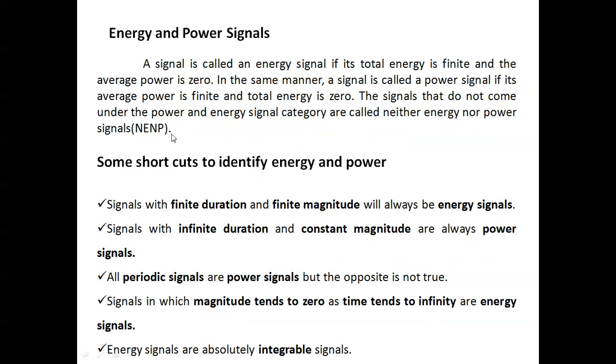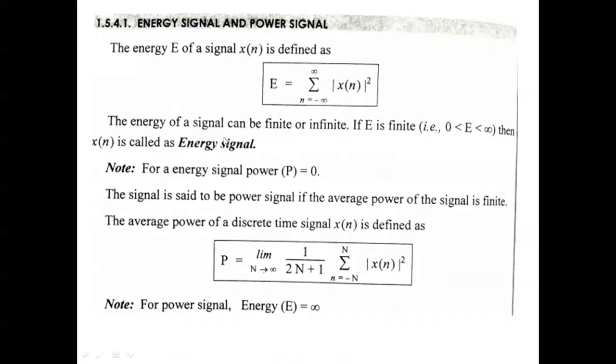And energy and power signals. First of all, how can we identify whether it is an energy or a power signal? A signal with finite duration and finite magnitude will always be an energy signal. A signal with infinite duration and constant magnitude is always a power signal. All periodic signals are power signals, but the opposite is not true. Signals in which magnitude tends to zero as time tends to infinity are energy signals. Energy signals are absolutely integrable signals.